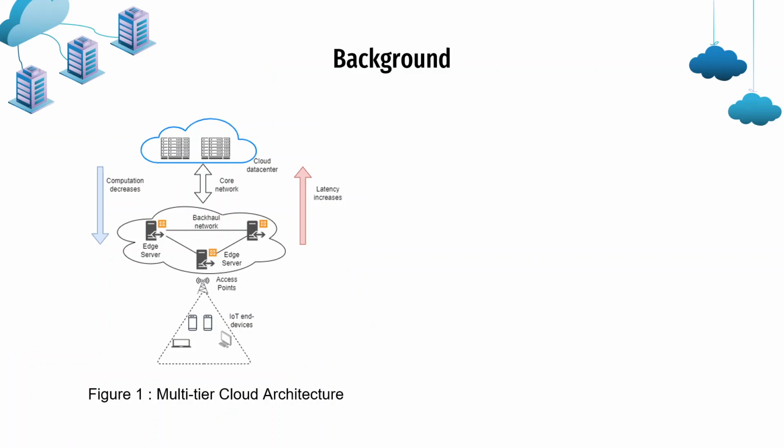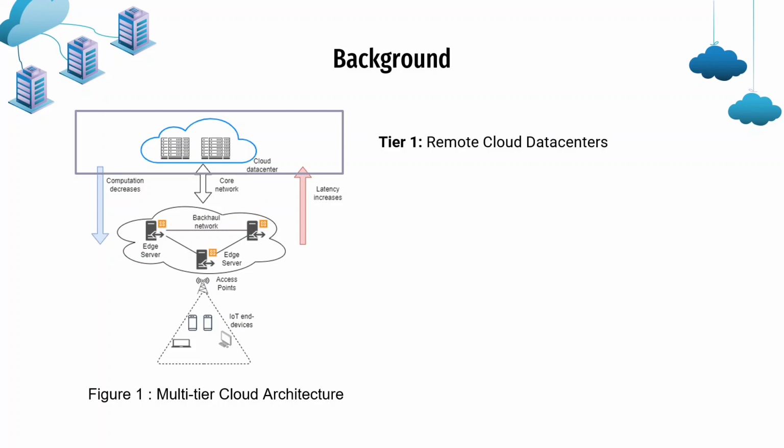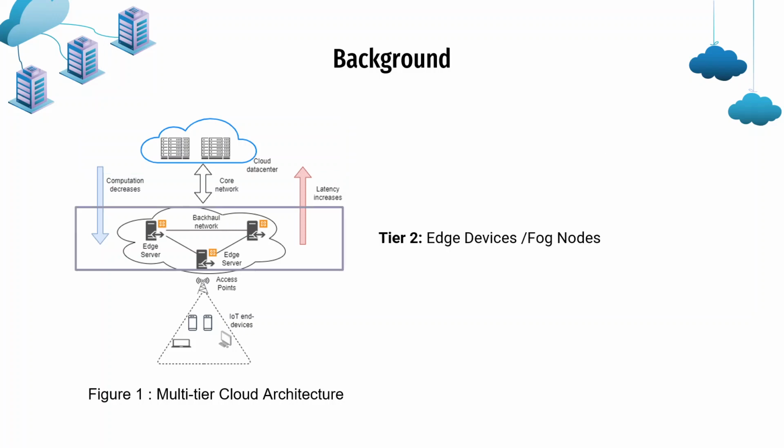So in the figure you can see the multi-tier cloud architecture, which primarily comprises three tiers. Tier 1 is occupied by remote cloud data centers, which have very high computational power, whereas the latency is also very high because they are located remotely from the end devices. Tier 2 is occupied by edge devices which have lower computational power but they are located much closer to the end users, hence this decreases the latency.